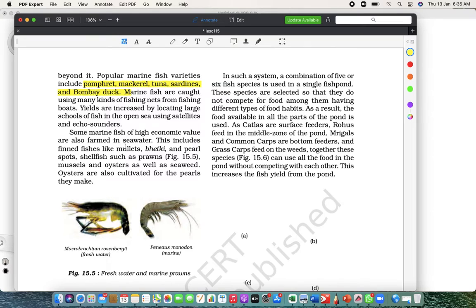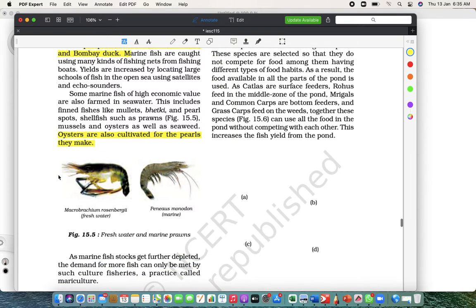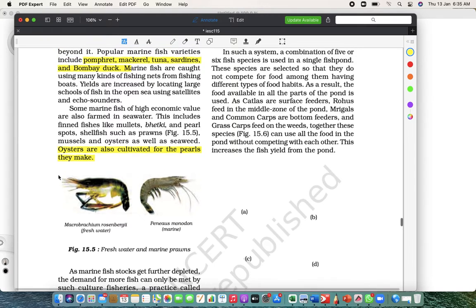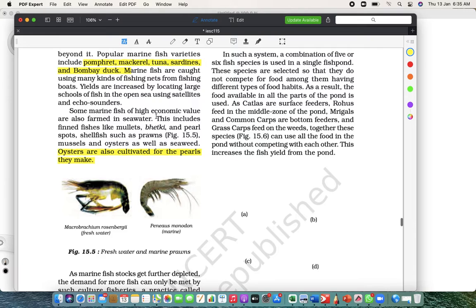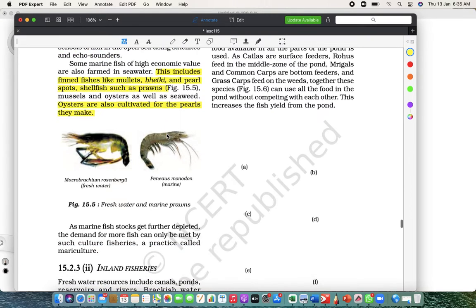The cost of prawns is really very high. Oysters and seaweed, right? Oysters are cultivated for pearl production. Yes, people do pearl production also. They don't get it from the bottom of the sea because it is very difficult. So they grow pearls, they cultivate the pearl in this way.